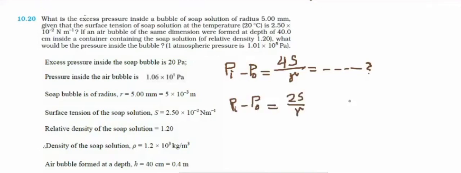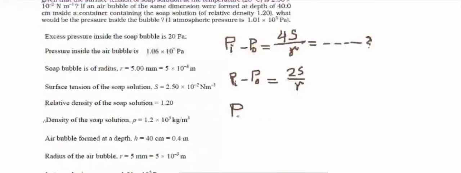Now what is the pressure outside? P naught. So the pressure outside will be, first of all, atmospheric pressure. And along with the atmospheric pressure, it is formed 40 centimeter inside the container of soap solution. So a 40 centimeter height of solution will give a pressure H rho G, where rho is the density of the soap solution. It is given 1.2 is the relative density. So the density is 1.2 into 10 power 3 kilogram per meter cube. So you will get the value of P naught.